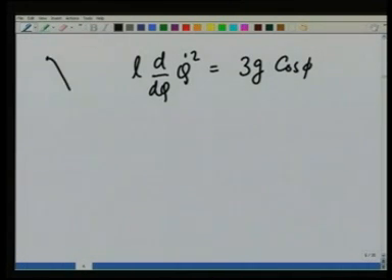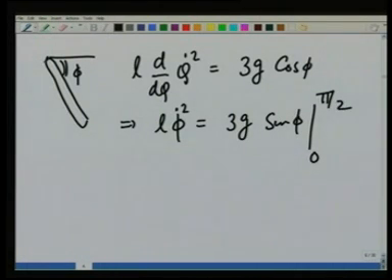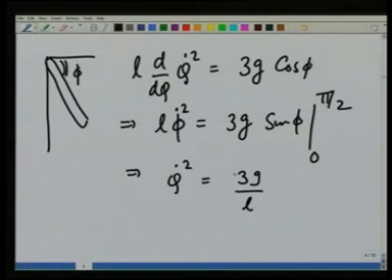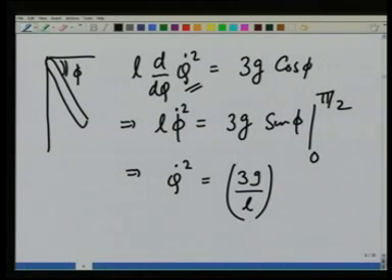This is for a rod which is of length L, and this angle is phi, and this gives you L phi dot square is equal to 3 g sine of phi, integrating from 0 to angle pi by 2 when it comes to the vertical. This gives you phi dot square equals 3 g over L, which is the same answer as obtained earlier. So, I have used energy conservation directly, and I have also integrated the equation of motion, which essentially by this transformation comes to energy conservation by itself.